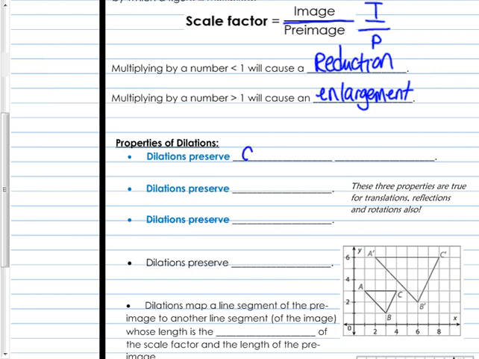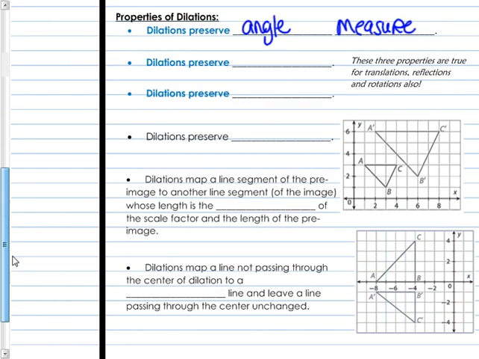Dilations preserve angle measures. So, if the angle was 30 degrees before the image was dilated, the angle will still be 30 degrees after the image is dilated. Dilations preserve betweenness. If there was a point that was between two other points before the dilation, it'll still be between those same 2 points after the dilation.